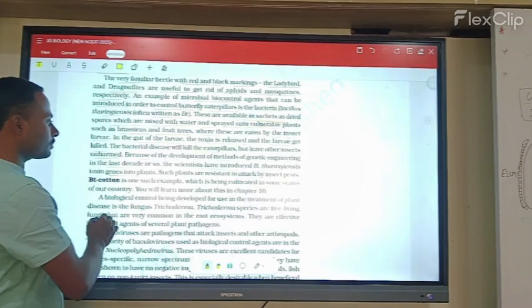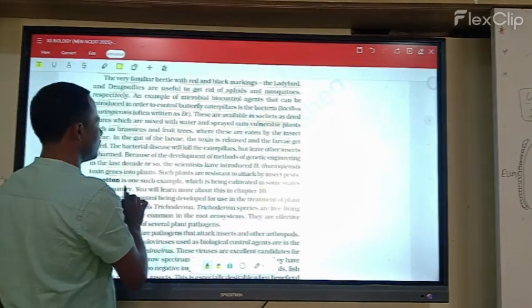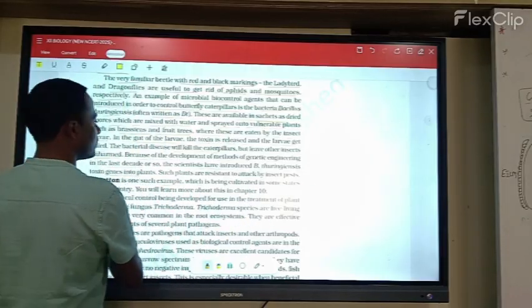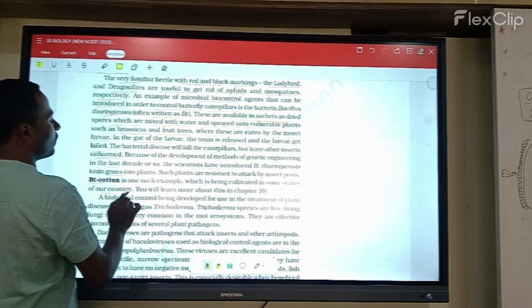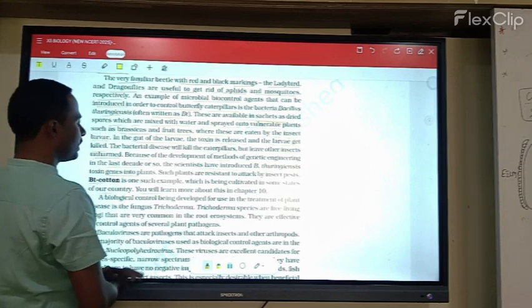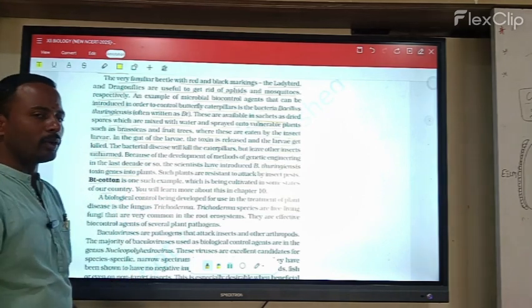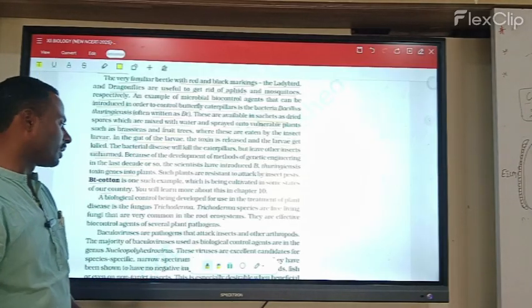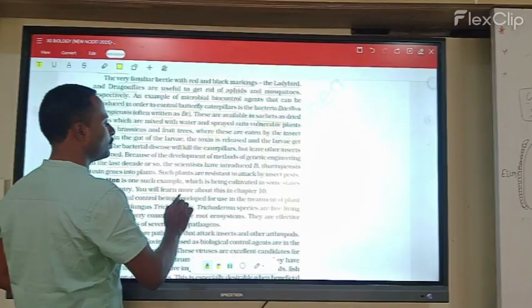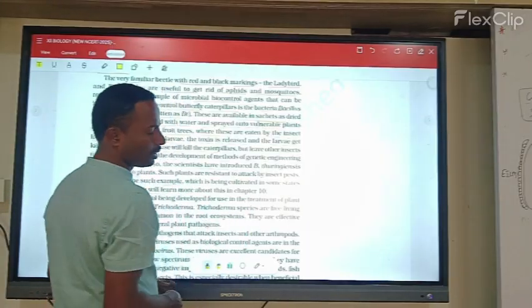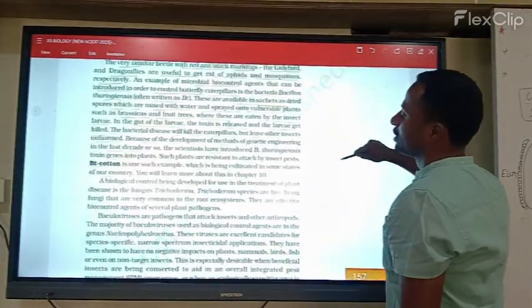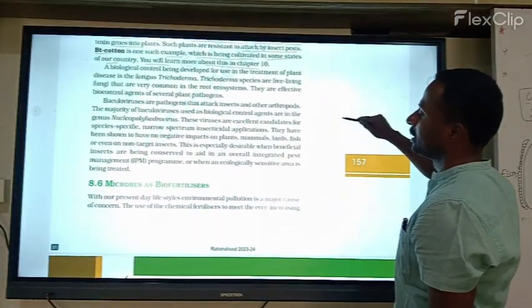Next, BT cotton. BT cotton is one such example which is being cultivated in some states of our country. BT cotton is one of the best examples of crop development, for cotton and bollworms. You will learn more about this in chapter 10, on biotechnology applications.